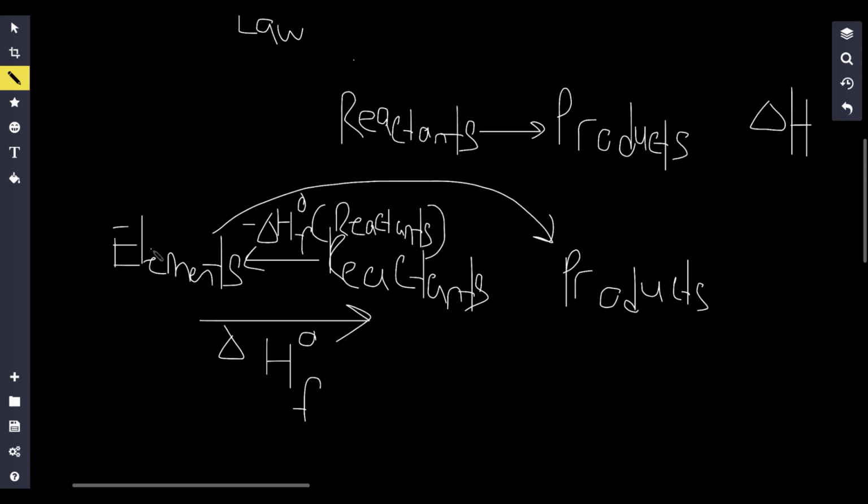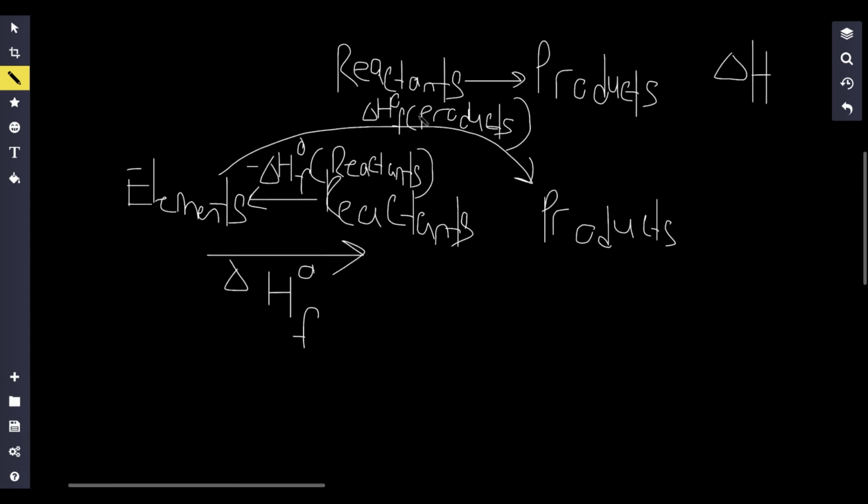Now, what we're essentially doing is, now that we have our individual elements, we're taking these elements and converting them into our products. So if we're taking elements and converting them into something, that's enthalpy of formation, right? We're taking our individual elements in standard state conditions, and then we're turning them into our products. So this is going to represent the enthalpy change for the formation of our products.